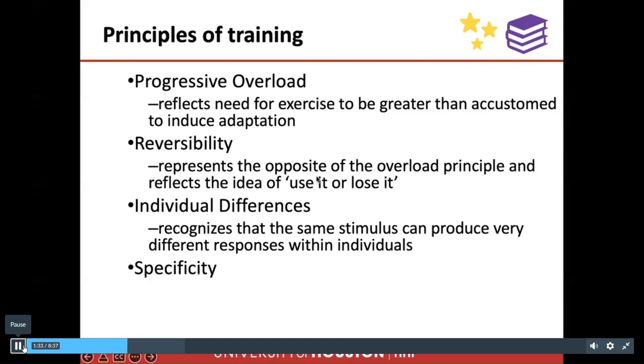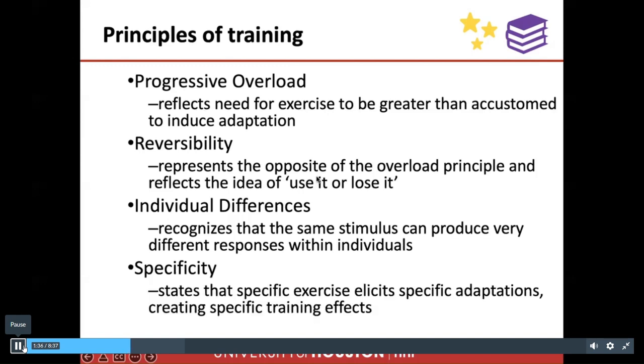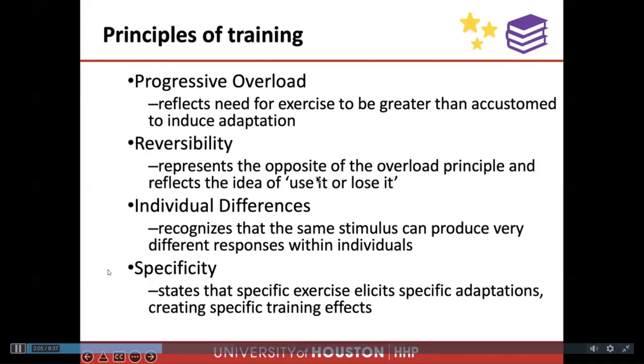Right. Specificity is our next principle. This states that the specific exercise elicits specific adaptations, creating specific training effects. Is that enough specifics for you for specificity? So if we are training for a marathon, that's different than training for a 100 meter. So we're going to adapt to long distances, but not to the short sprints. So we need to make sure we're training for the events that we mean to. All running is not the same, right? All lifting is not the same. Specific to what we are training for.